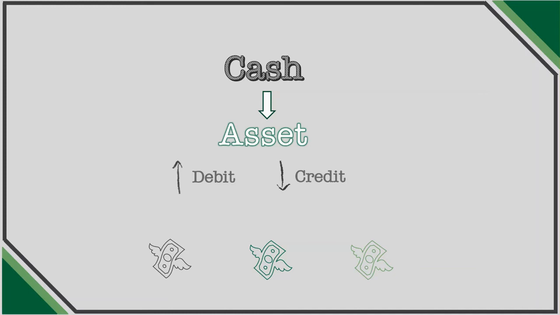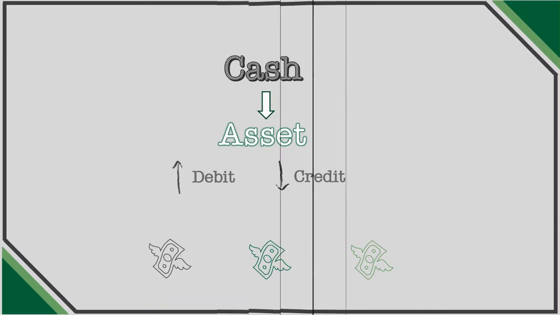Let's walk through 4 cash examples using the 4-step process. After going through the steps, I'll pause to provide you with an opportunity to prepare the journal entry first, and then we can together confirm whether it is correct or not.